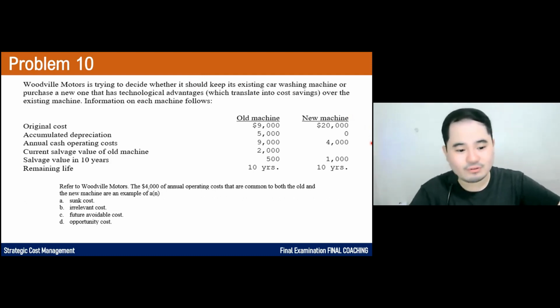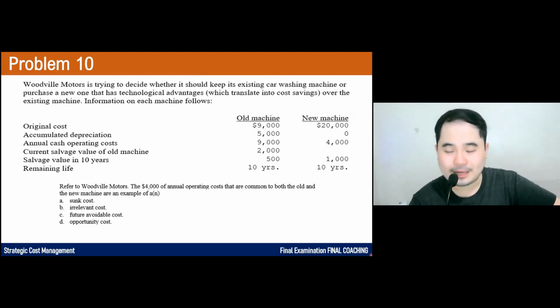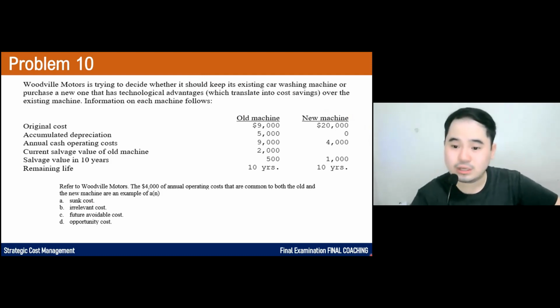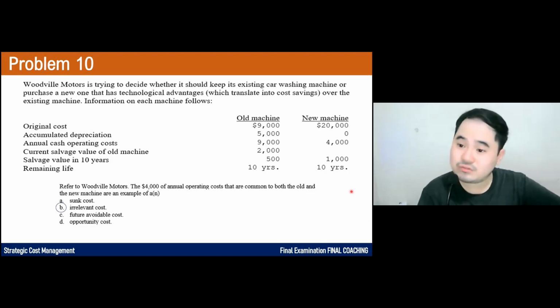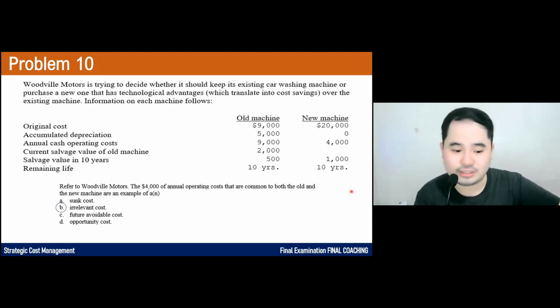Okay. Refer to Woodville Motors. The 4,000 annual operating costs that are common to the old and new machine is an example of what? Anong sabi ko sa inyo? When a cost is common, it's the same for any of the options, old or new machine. Yung 4,000 na yun nakapaloob kasi dito. Okay? It's already considered irrelevant in your decision. If there is no difference whether you choose scenario A or B, it's irrelevant in your decision.